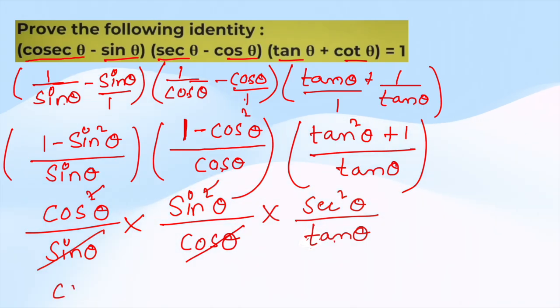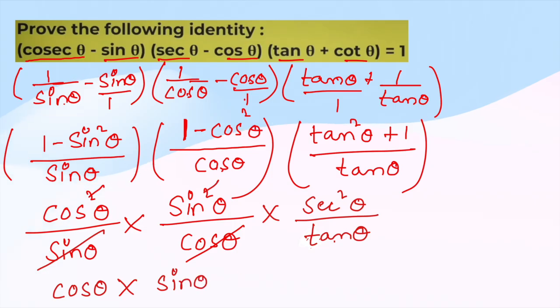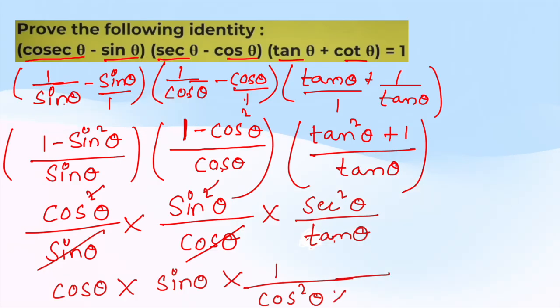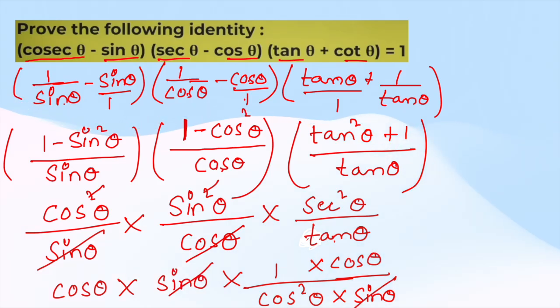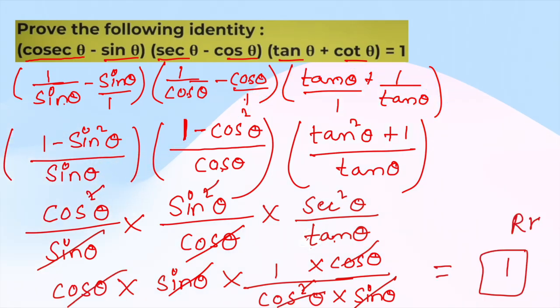We can further write them like, what is sec square? Good. It is 1 by cos square theta. And what is tan theta? Tan theta is sin theta by cos theta. Now cancel them out. Sin theta, cos theta, and cos theta. Means the final answer will be 1, which is your RHS.